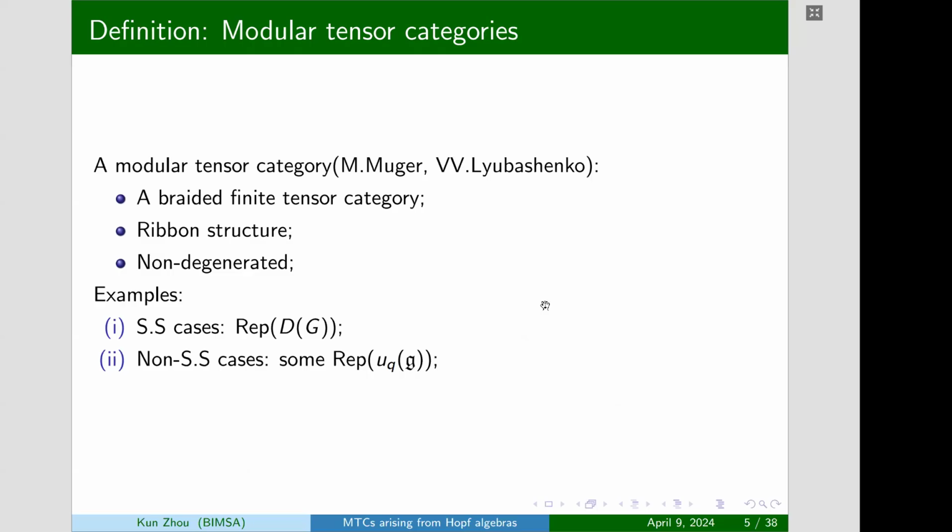Next, we recall that a modular tensor category C is a braided finite tensor category with a ribbon structure such that it is non-degenerate. Here, non-degenerate means that the Müger center of C is trivial. Let's give some examples. If we consider the quantum double of a finite group, then its representation category Rep D(G) is a semisimple modular tensor category. Another, non-semisimple case is the representation category of a small quantum group U_q(g), where we ask that the order of q is an odd number such that it is coprime to the Cartan matrix C of g.